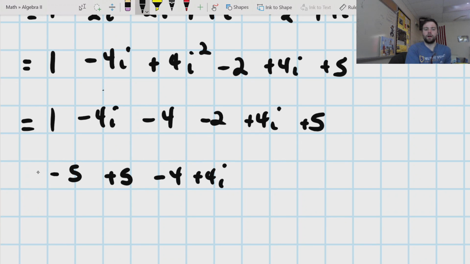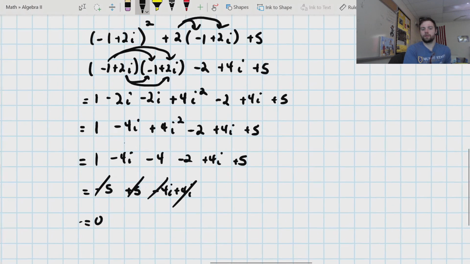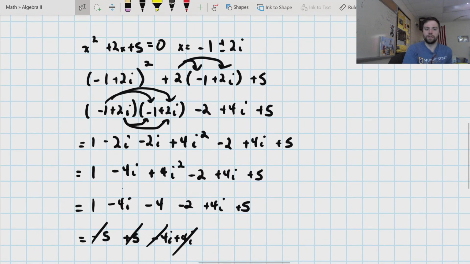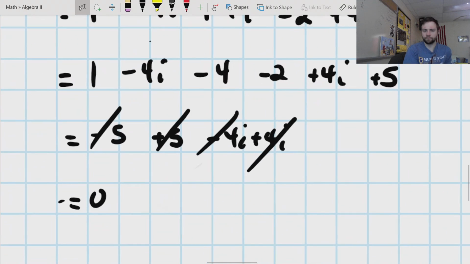And so I think I'm going to cut this one short. I'm going to show the other one in the next video, but it's very similar. I'll just leave it to you as an exercise. But negative 5 plus 5 cancel out, and then negative 4i plus 4i will add to 0. So indeed, if I plug one of those in, you're going to get 0.